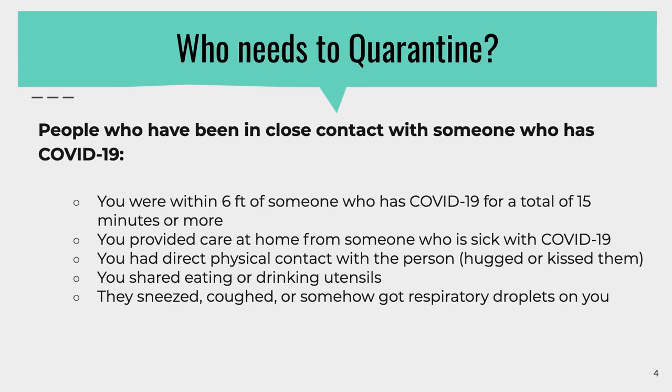Next, we're going to talk about who needs to quarantine. So you should quarantine if you have been in close contact with someone who has COVID-19. Close contact means you are within 6 feet of someone who has COVID-19 for a total of 15 minutes or more. You provided care at home for someone who is sick with COVID-19. You had direct physical contact with the person, so you hugged them or kissed them. You shared eating or drinking utensils. They sneezed, coughed, or somehow got their respiratory droplets on you.